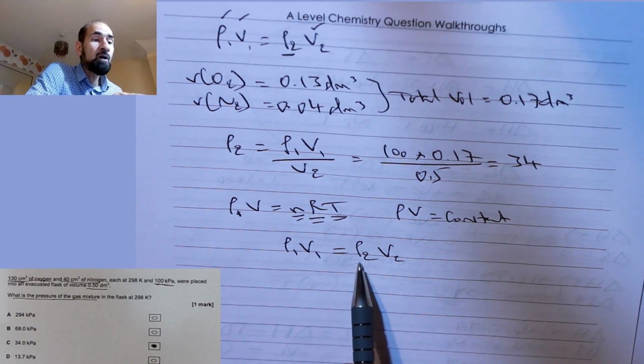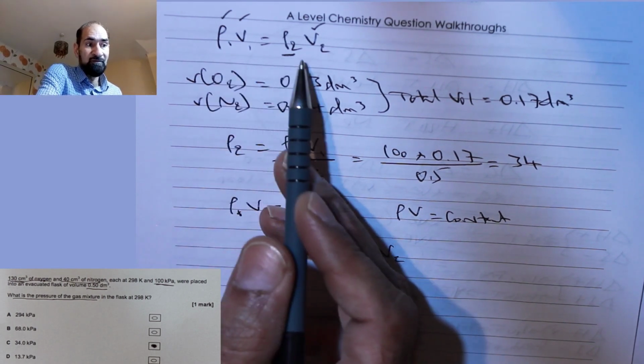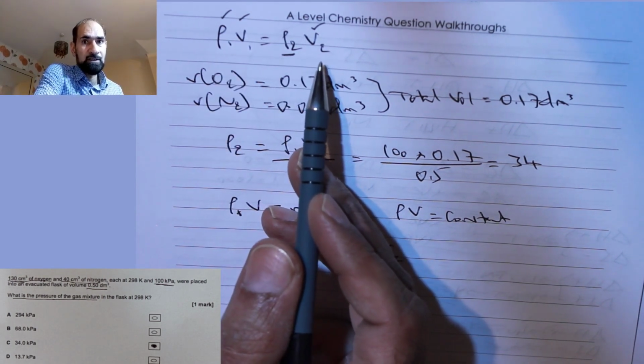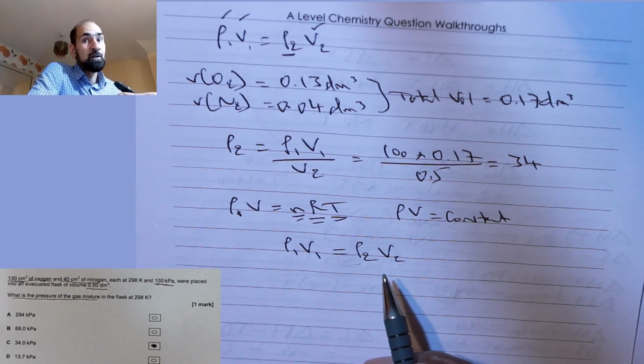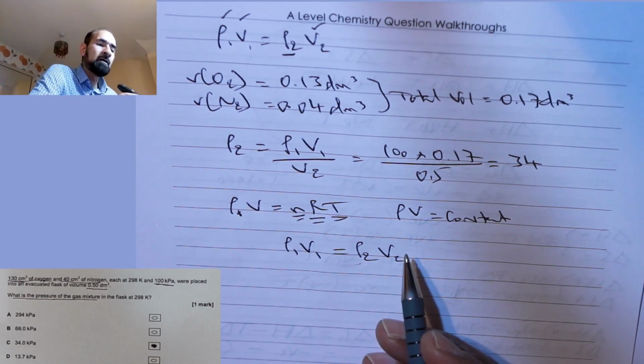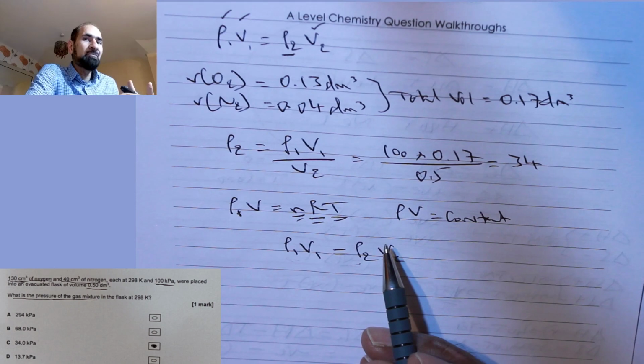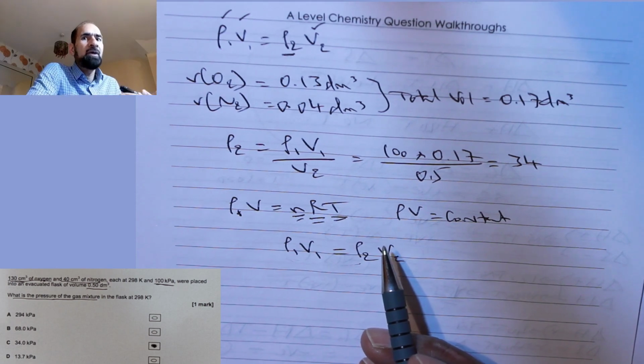All right, this is why this P1 V1 equals P2 V2 works. Just very similar to C1 V1 equals C2 V2. So this is the background of this quick method. A bit longer method, right?